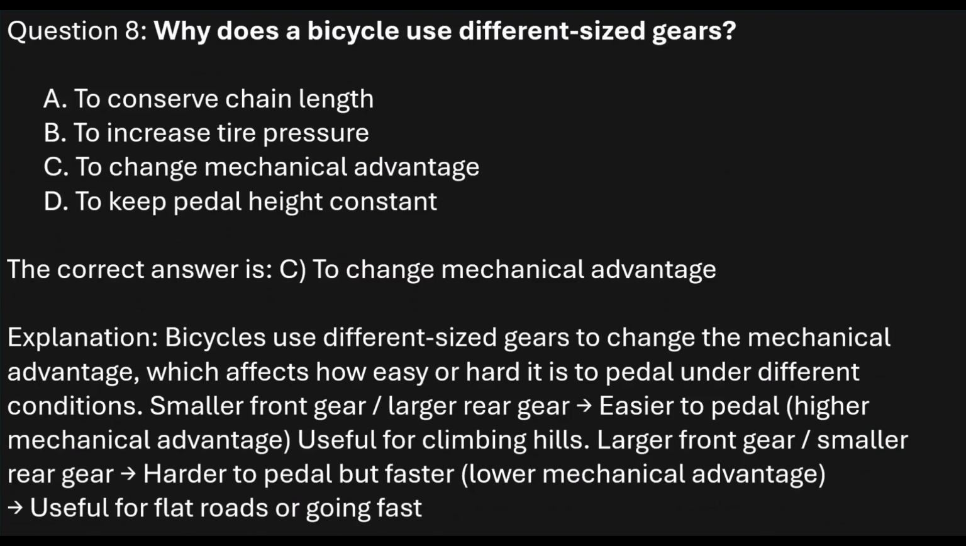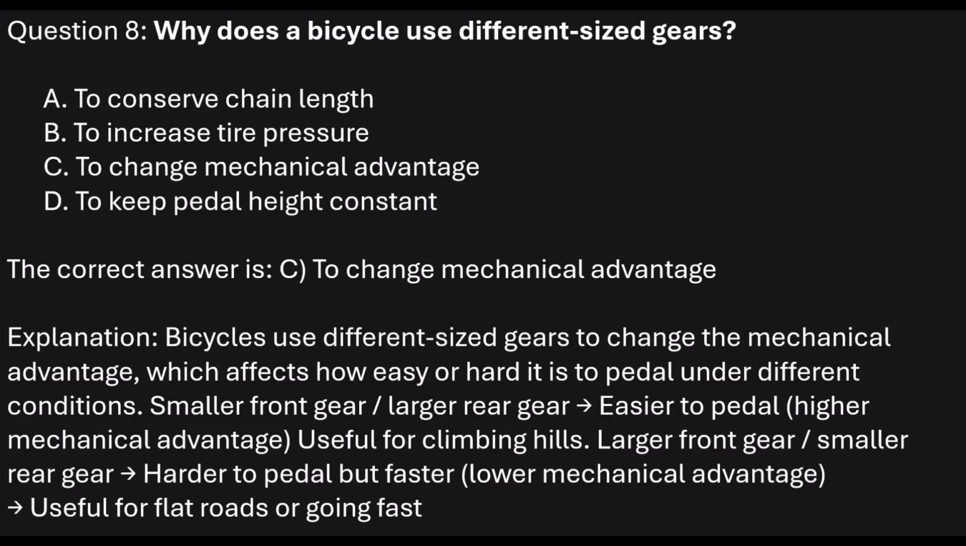Question number 8. Why does a bicycle use different sized gears? To conserve chain length, to increase tire pressure, to change mechanical advantage, or to keep pedal height constant. It's a simple answer: to change mechanical advantage. The correct answer is mechanical advantage.